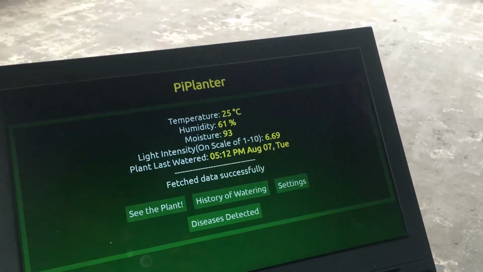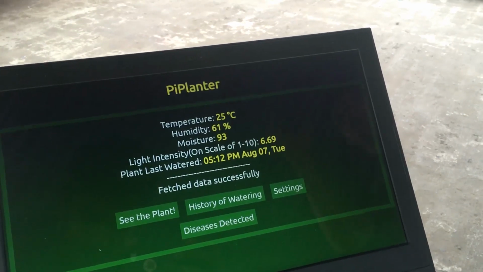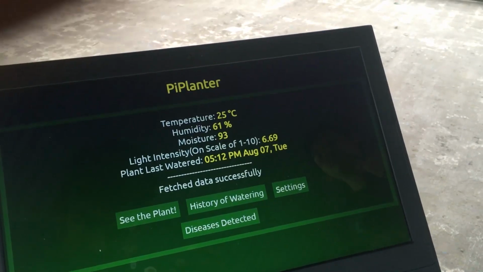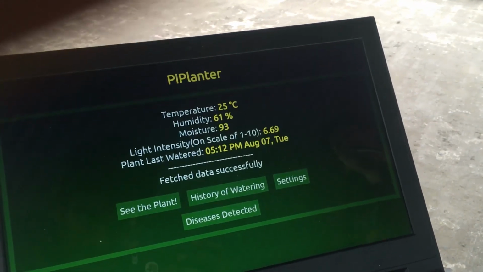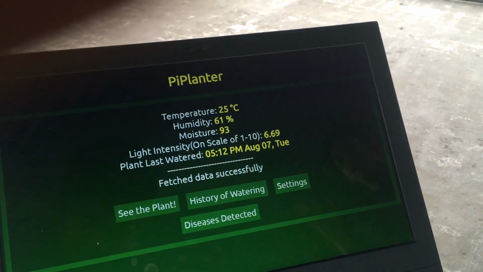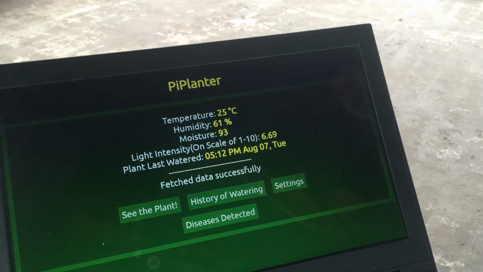This is the web interface of PiPlanter. It is a PHP website from which you can see the temperature, the humidity, the moisture, the light intensity, and the time at which the plant was last watered. All these values are updated every 5 seconds. So you don't need to bother about your plants wherever you are.